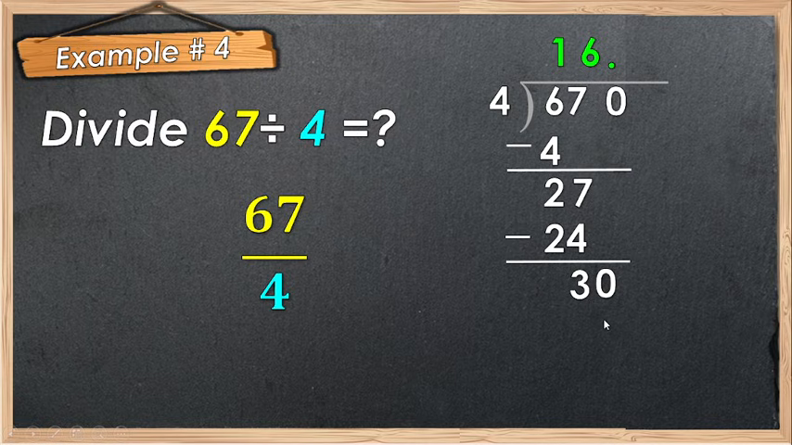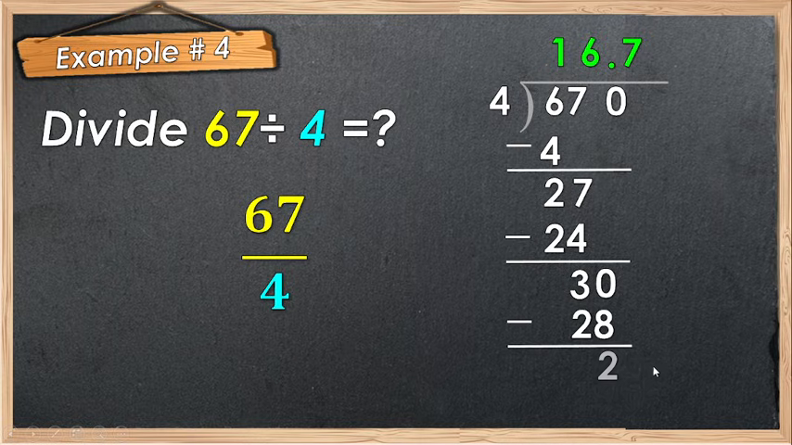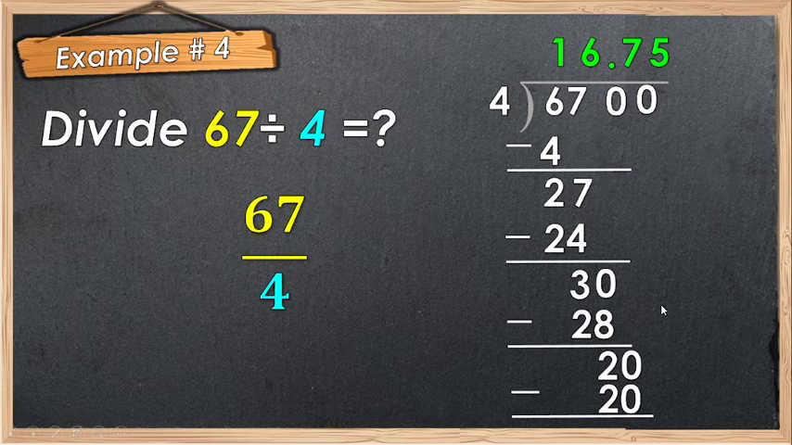How many 4 in 30? We have, correct, 7. 7 times 4, the answer is 28. Then subtract, the answer is 2. Then add 0 and bring it down. 20 divided by 4, the answer is 5. Correct. 5 times 4, the answer is 20. And then, therefore, the difference is 0. Therefore, if you divide 67 by 4, the answer is 16.75, or 16 and 75 hundredths.